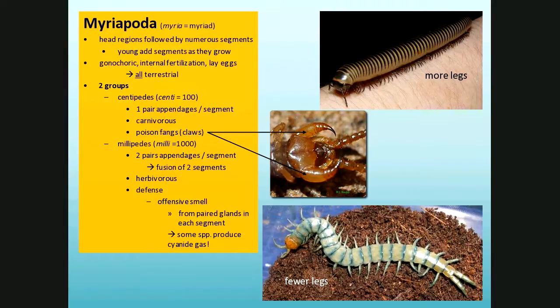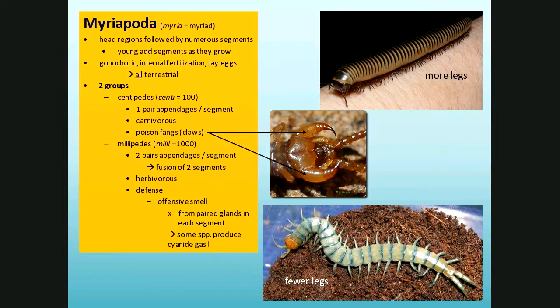Myriapods are gonochoric, which means they have male and female, so it's like being dioecious. Internal fertilization, being terrestrial, that makes sense. The two groups, as I said, are the centipedes and the millipedes. The centipedes have fewer legs. I'm not saying they have 100, but basically one pair of legs per segment. The millipedes have more. I'm not saying they have 1,000, but they have 2 pairs of appendages per segment, which is really the result of 2 segments that fused.